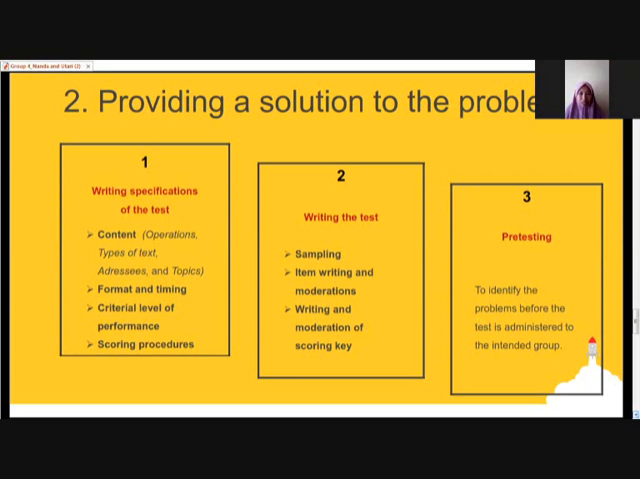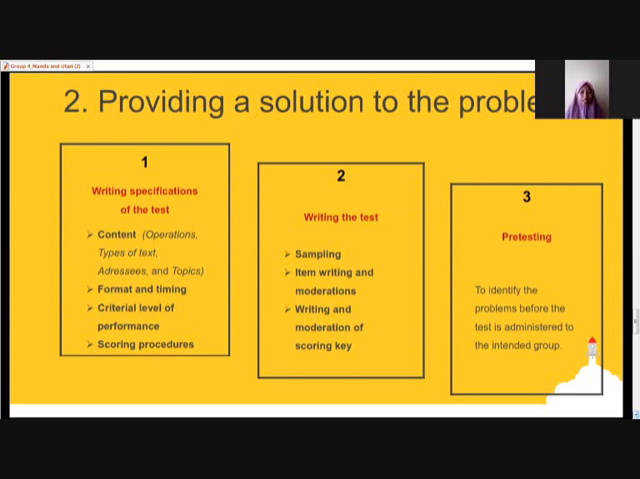For example, in the reading text, the students are asked to scan the text to locate specific information. The type of the text may be letters, memos, advertisements, academic essays, etc. And then the addresses. Addresses is about to whom the candidate might expect to write or speak, for example, to the teacher or to the classmates.